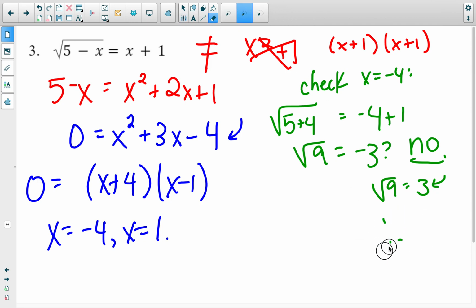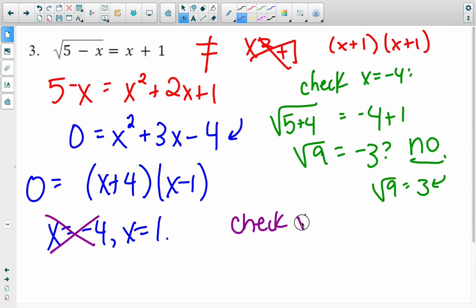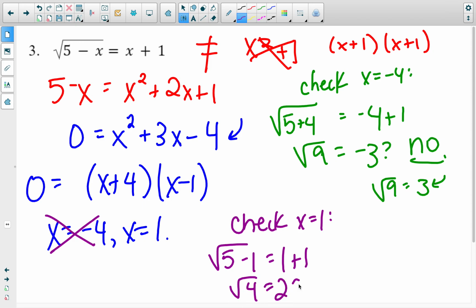So knowing the difference between those is going to impact whether or not you can effectively check for these extraneous solutions. Okay, so x equals negative 4, that's extraneous. Now let's check x equals 1. All right, square root of 5 minus 1 equals 1 plus 1. Is the square root of 4 equal to 2? Yes. Okay, so x equals 1 is the solution that we want.